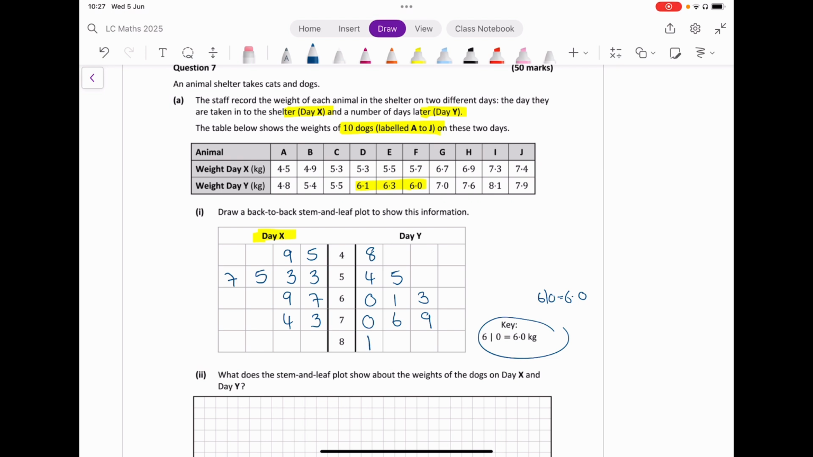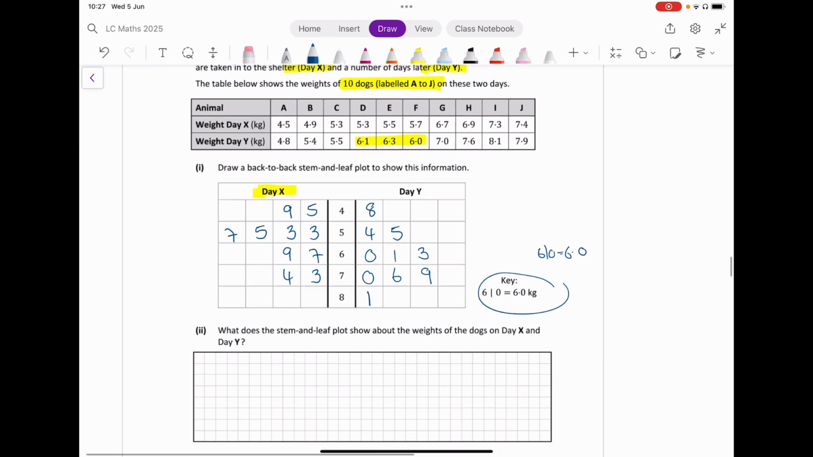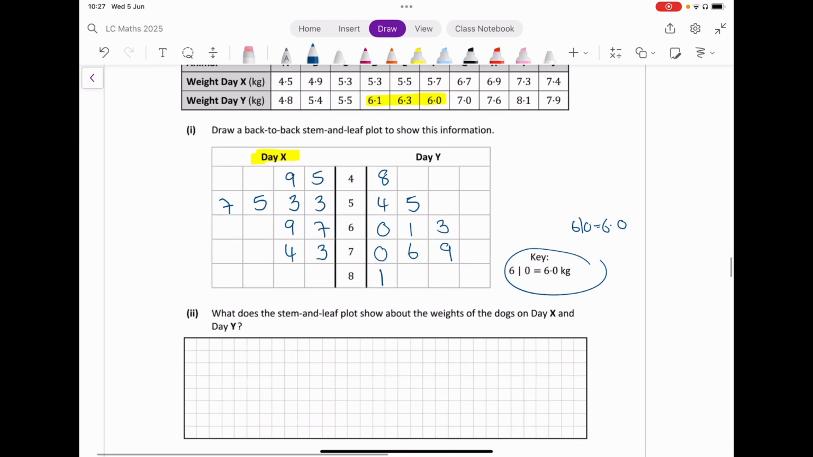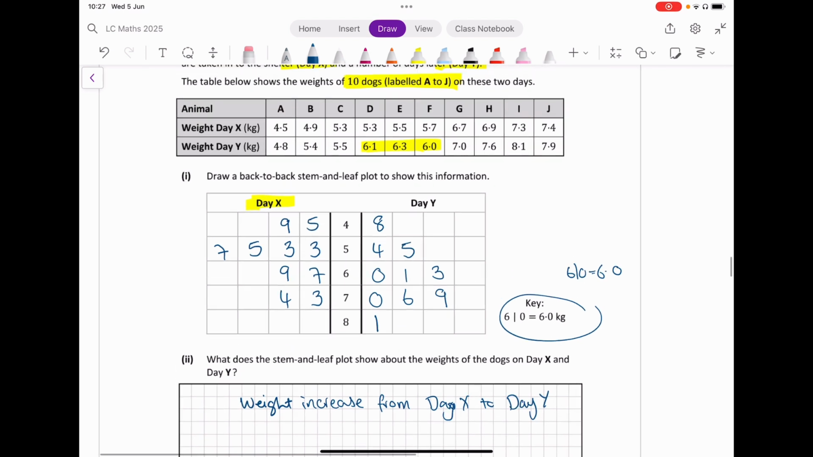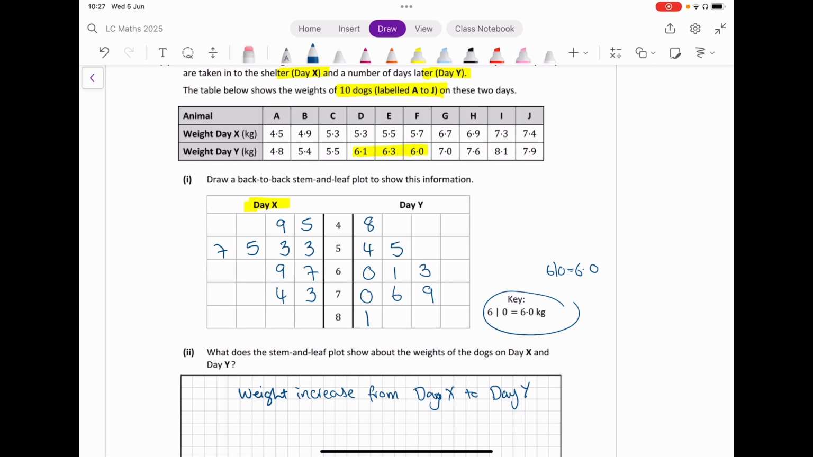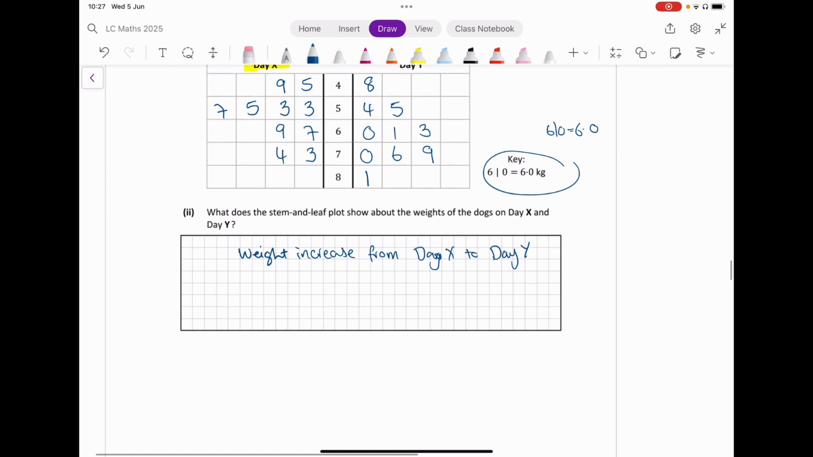Then this says, what does the stem and leaf plot show about the weights of the dogs? It's just showing that the weight increases from day X to day Y. That's it. If you look at each one of the dogs, they have increased in weight. Let's see if there are any dogs that aren't. Nope. So they're all after increasing in weight. So the weight increases from day X to day Y.